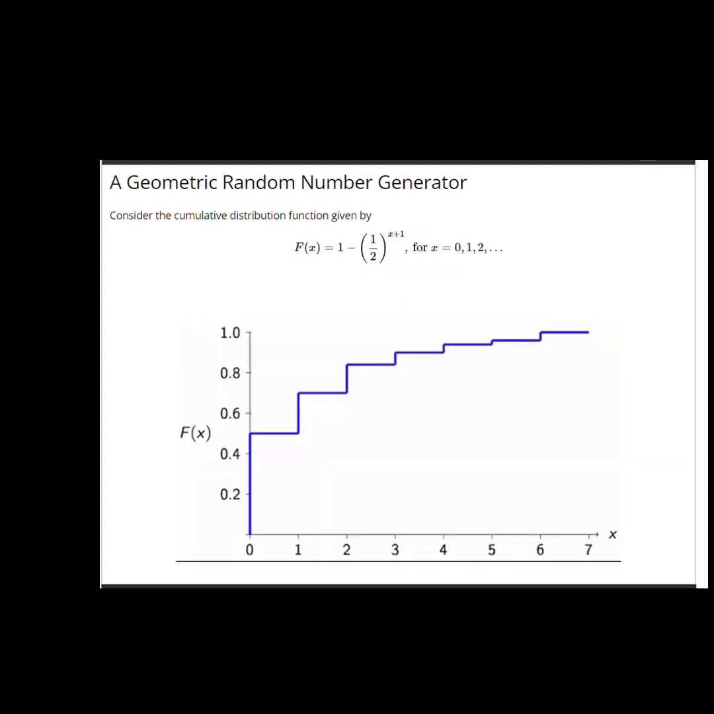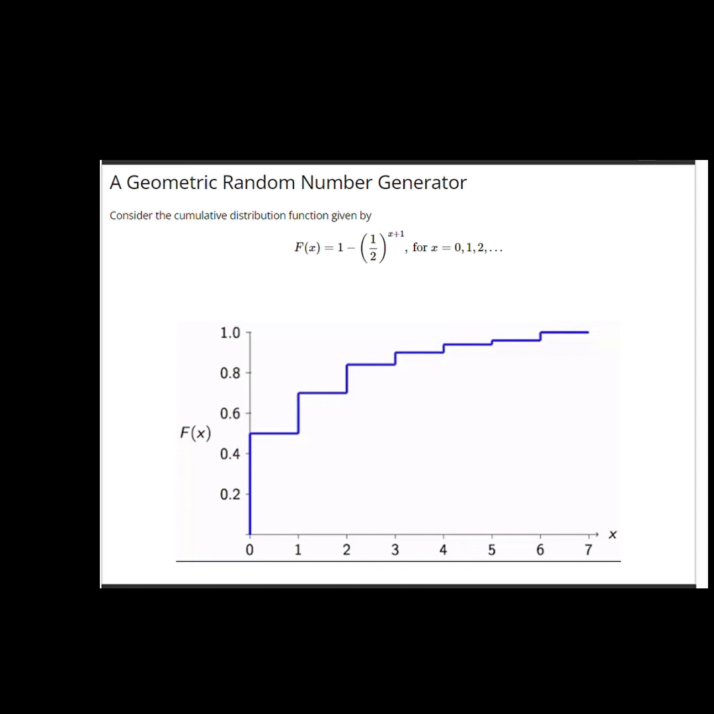A geometric random number generator. The purpose here is to show how inverse transform also permits us to generate random variables with a discrete distribution like the geometric. This is a particular geometric cumulative distribution function, f of x equals 1 minus 1 over 2 to the power x plus 1, where x takes an integer value, 0, 1, 2, and so on. And we've graphed the cumulative distribution function here.